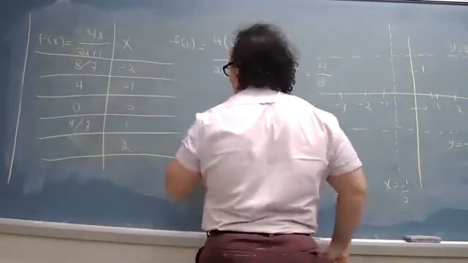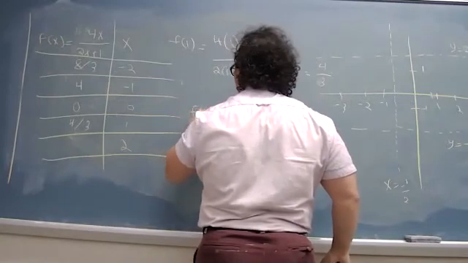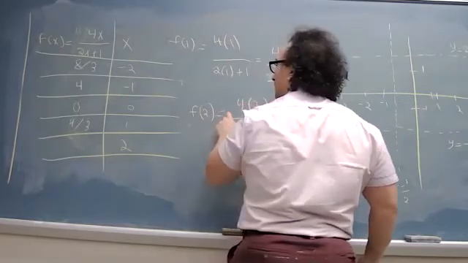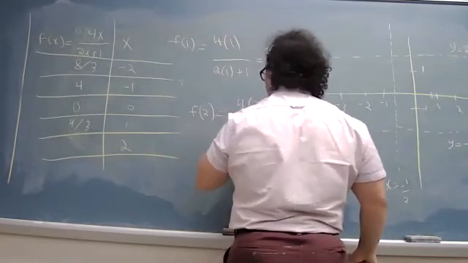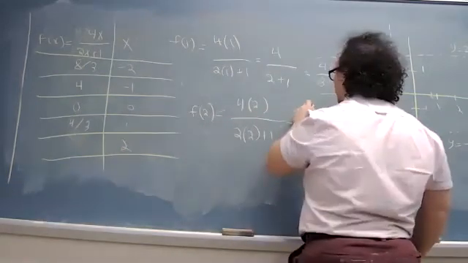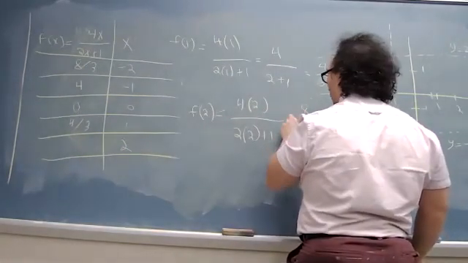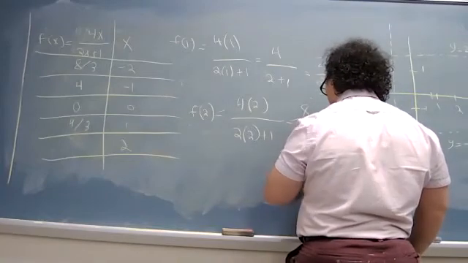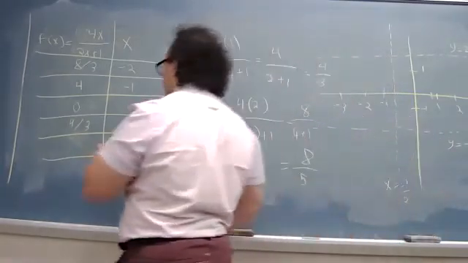So what is f of 2? We got f of 2. That's equal to 4 times 2 divided by 2 times 2 plus 1. This ends up equaling 8 over 4 plus 1. This ends up equaling 8 divided by 5.